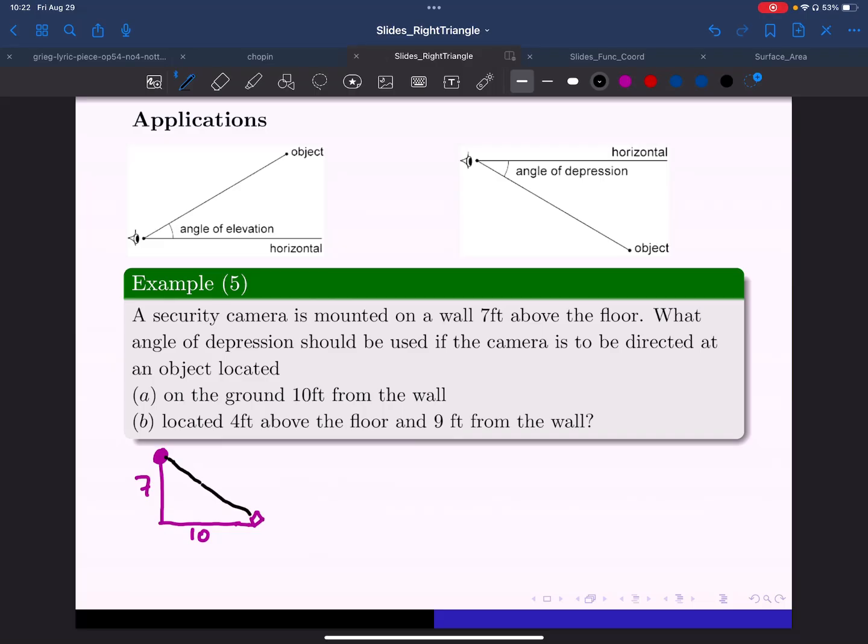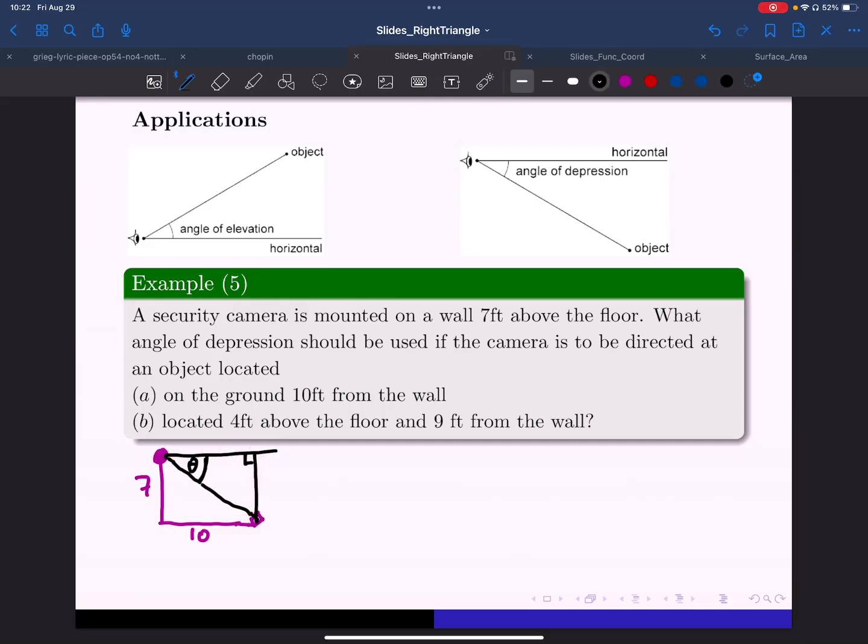So angle of depression is not this angle. We need to have the angle with the horizon, right? So for the angle of depression, we're going to make the horizon straight. So this is the angle that I'm asking for, this is my theta. If I connect this right straight here, I'm getting a right triangle right here. This is my right triangle.